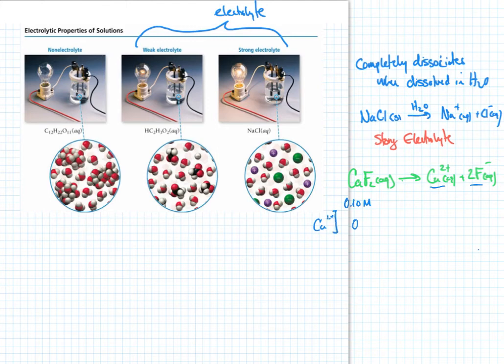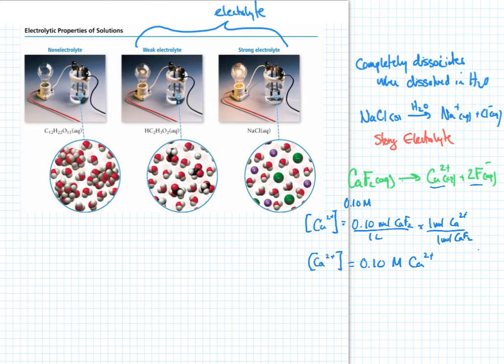And I'm going to use a new notation for you. If I use a square bracket, that means molar concentration. So if I had 0.10 moles of CaF2 for every 1 liter of solution, I would need to multiply this times 1 mole Ca2+ for every 1 mole CaF2. All right, so that is obviously equal to the same concentration. So this would be a 0.1 molar solution of calcium ions. Again, these square brackets mean molar concentration. So the concentration of calcium ions would be 0.1 molar.